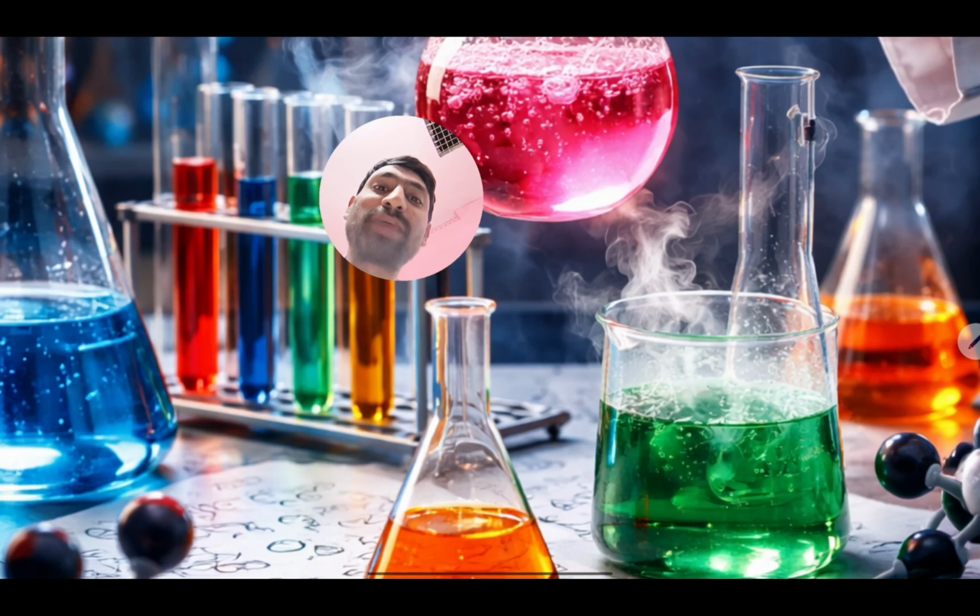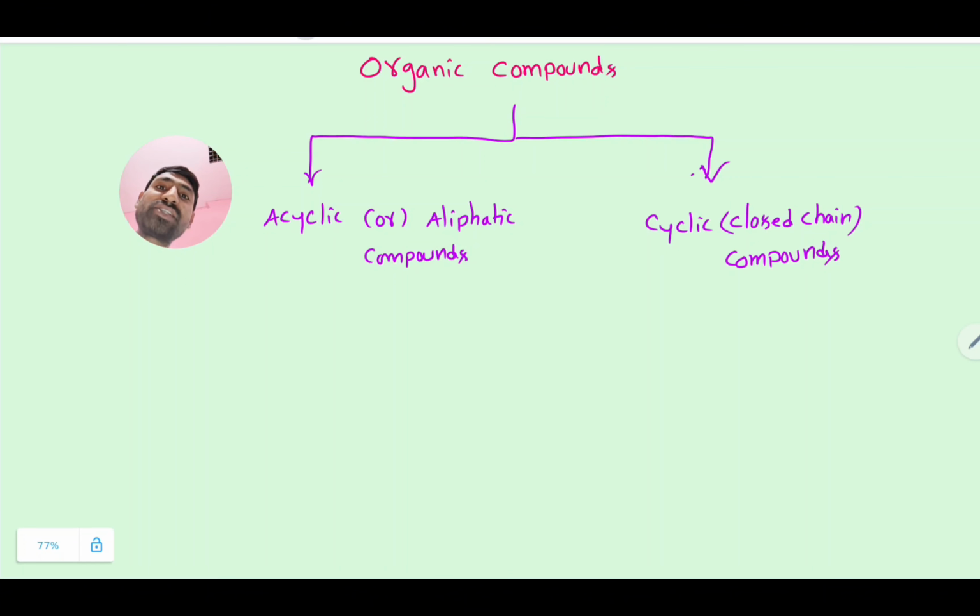Today I want to explain classification of organic compounds. I don't want to waste your time, so let's move to the topic. In step 1, organic compounds are divided into two categories. One is acyclic or aliphatic compounds. Another category is cyclic or closed chain compounds. First, I want to discuss acyclic aliphatic compounds.